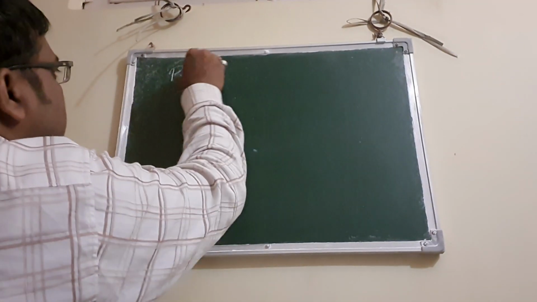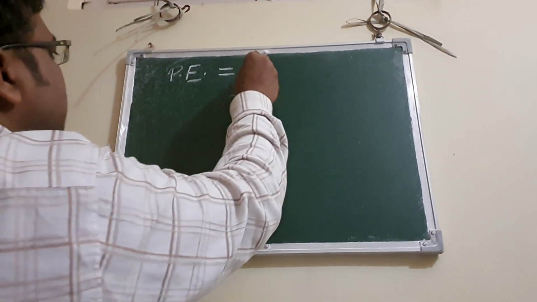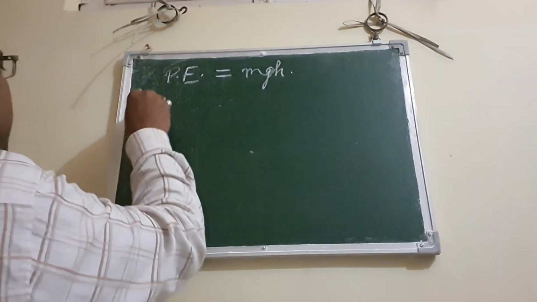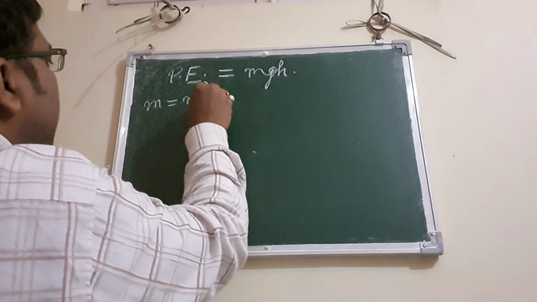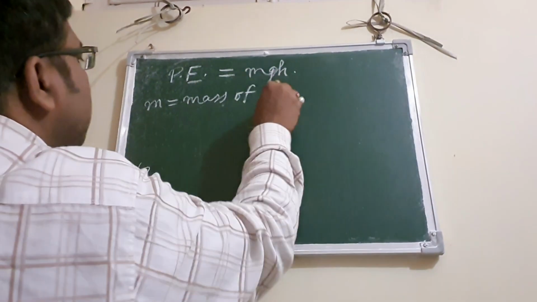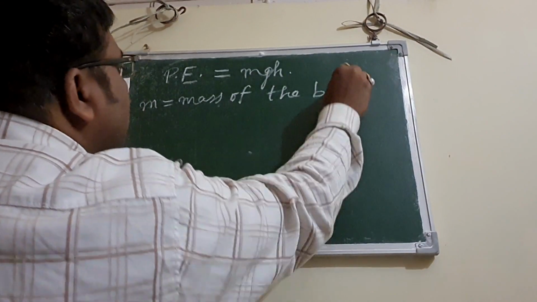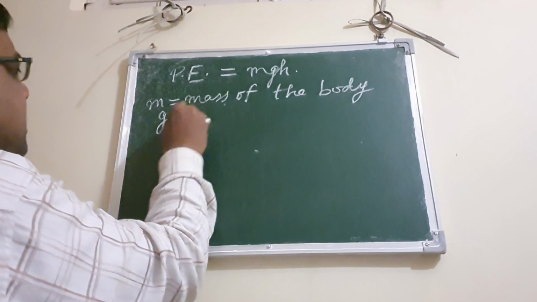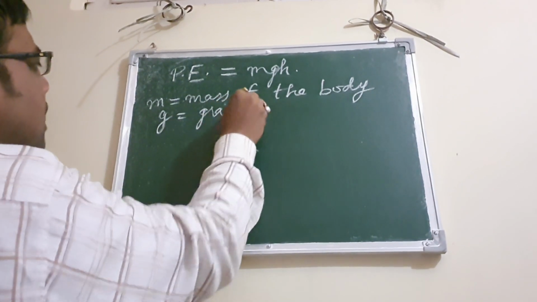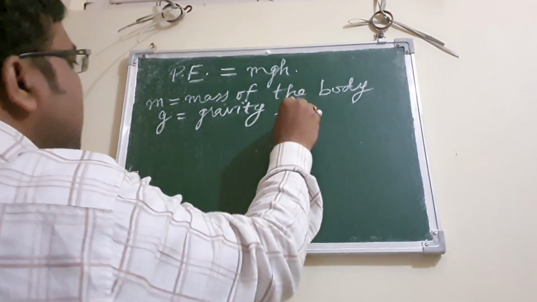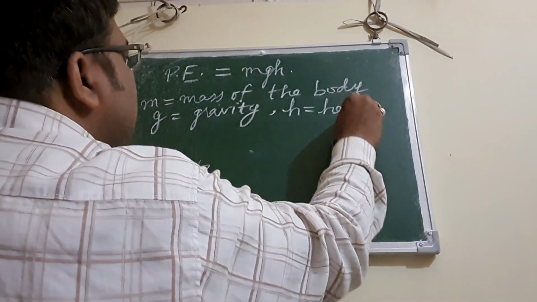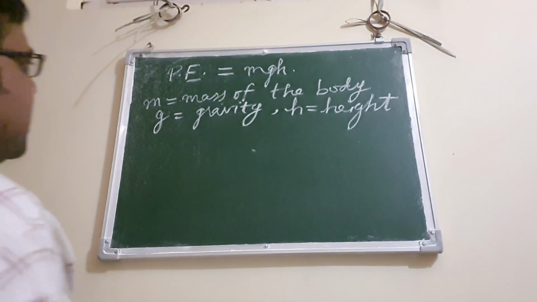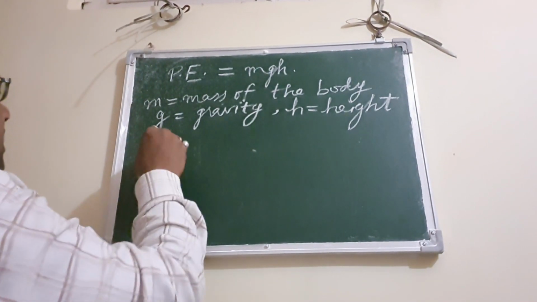This is potential energy, PE equal to mgh. Here m is the mass of the body, g is gravity, and h is height. This is our first equation, for potential energy.